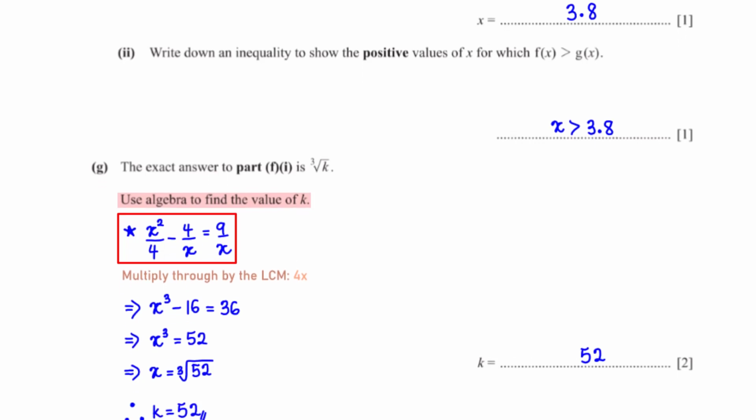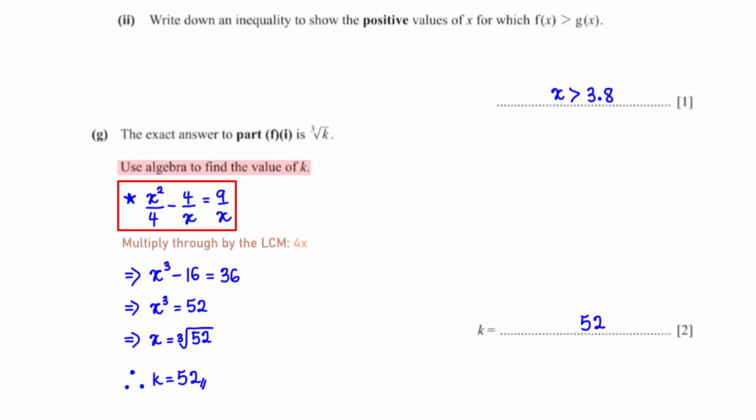To clear the denominators, we multiply through the equation by the LCM, which is 4x. This gives us x cubed minus 16 equals 36. When we add 16 to both sides, we get x cubed equals 52. When we take cube root of both sides, we have x equals cube root of 52. When we compare this to what we were given in the question, we see that k equals 52.